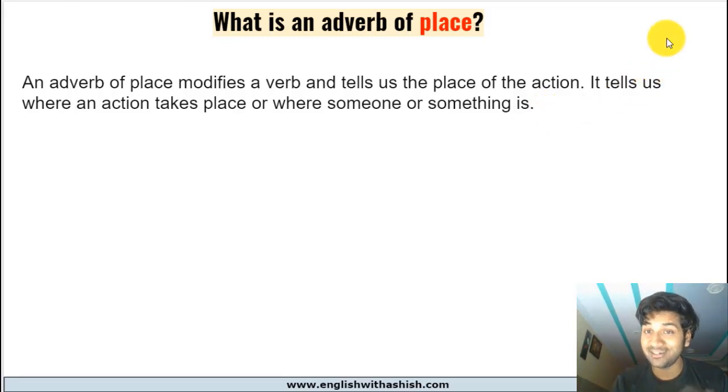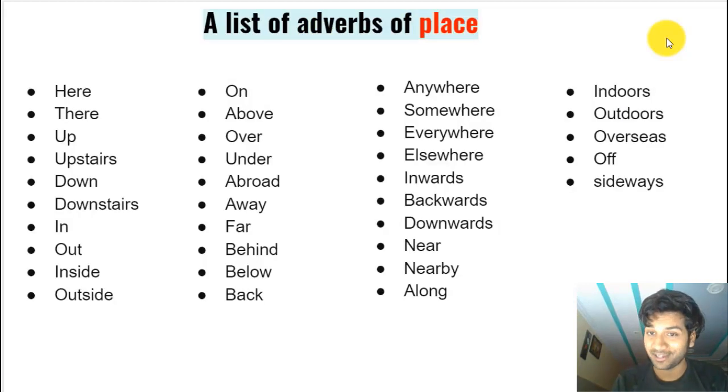Now let me show you the list of all adverbs of place in English. Here, there, up, upstairs, down, downstairs, in, out, inside, outside, on, above, over, under, abroad, away, far, behind, below, back, anywhere, somewhere, everywhere, elsewhere, inwards, backwards, downwards, near, nearby, along, indoors, outdoors, overseas, off, and sideways. These are all adverbs of place in English.